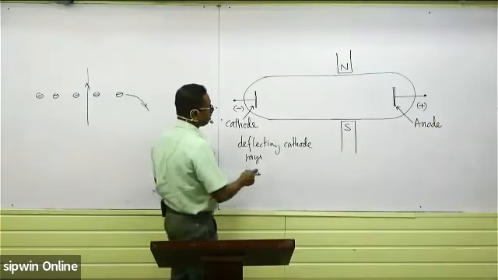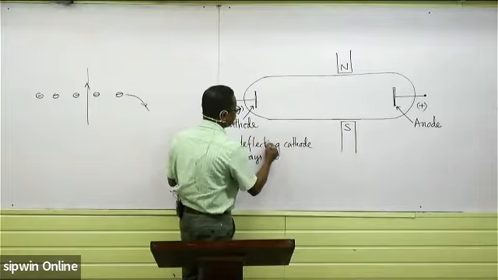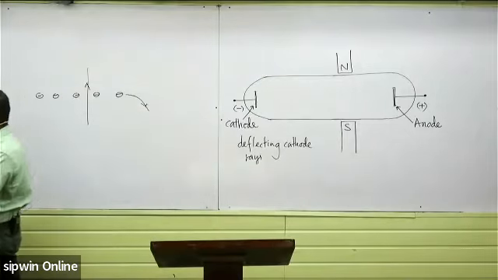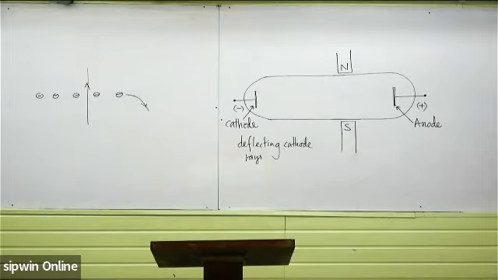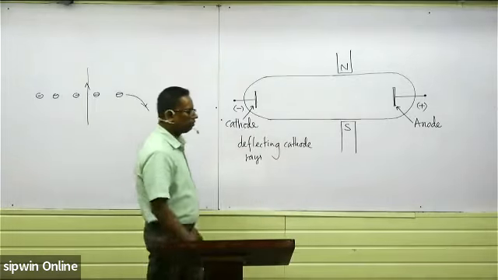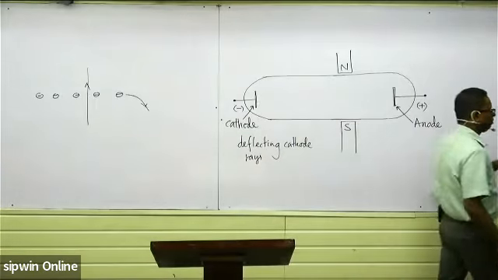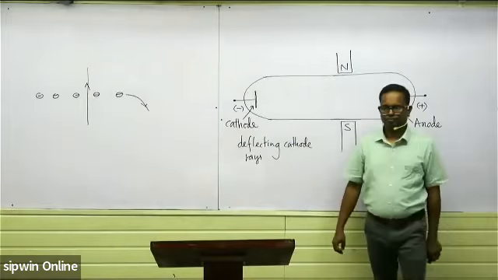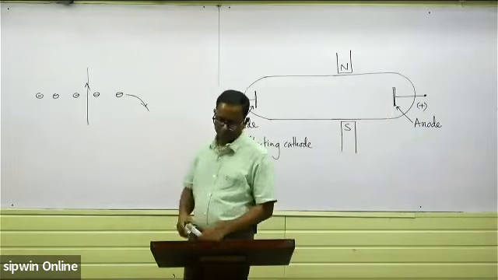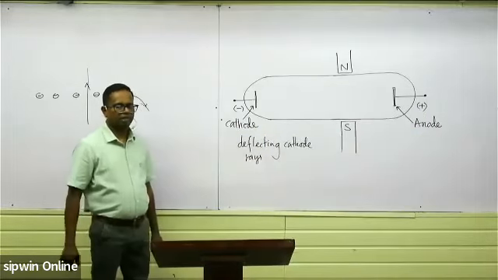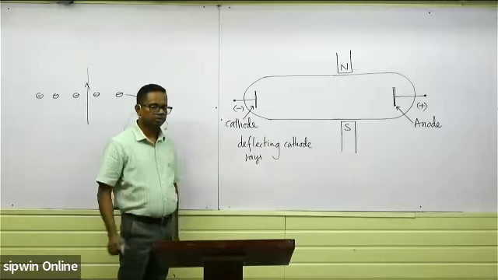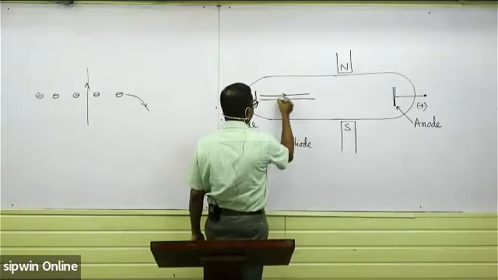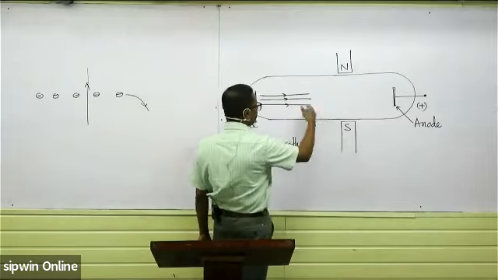Under that one, right? Cathode rays are allowed to pass through a magnetic field, as given below. Simply draw this one.